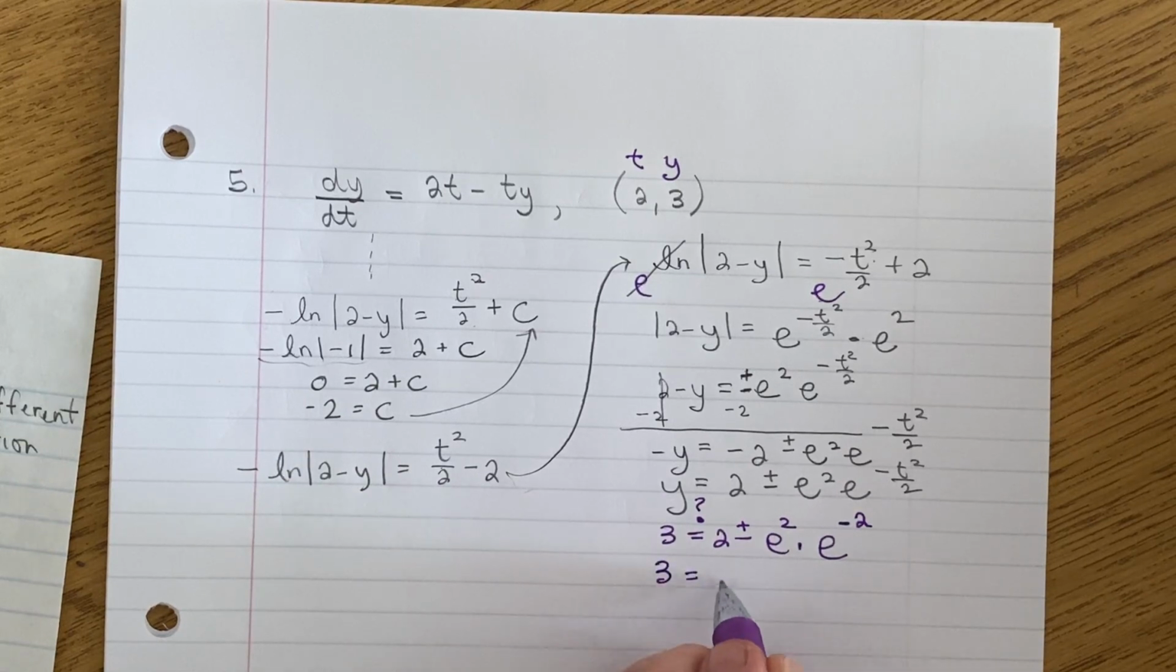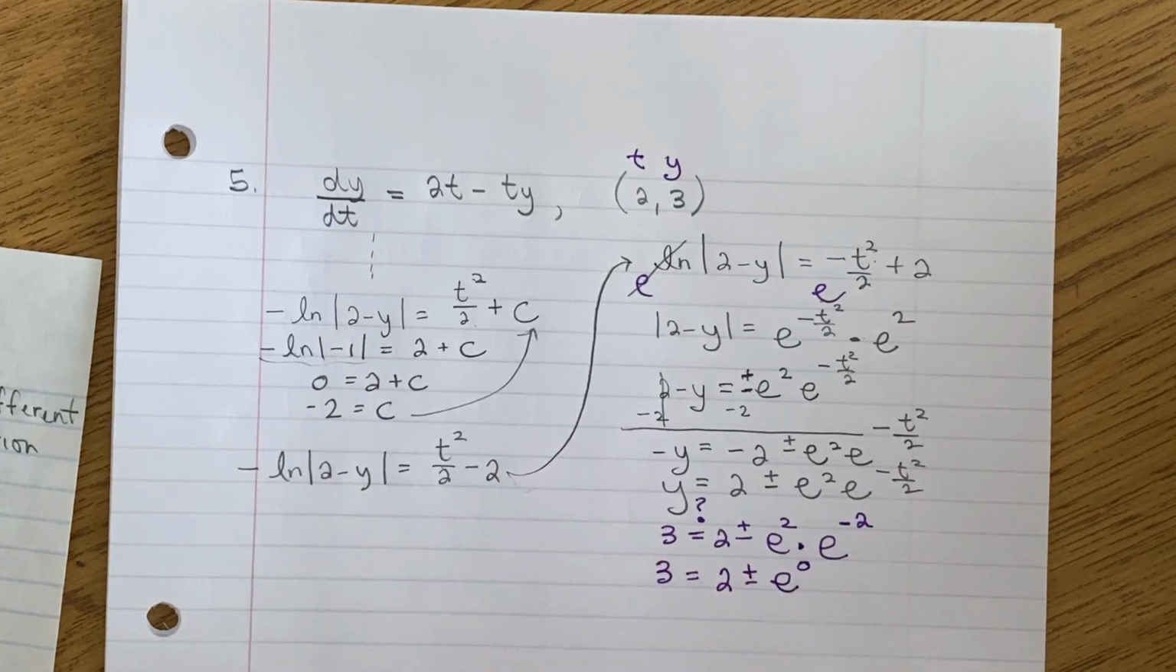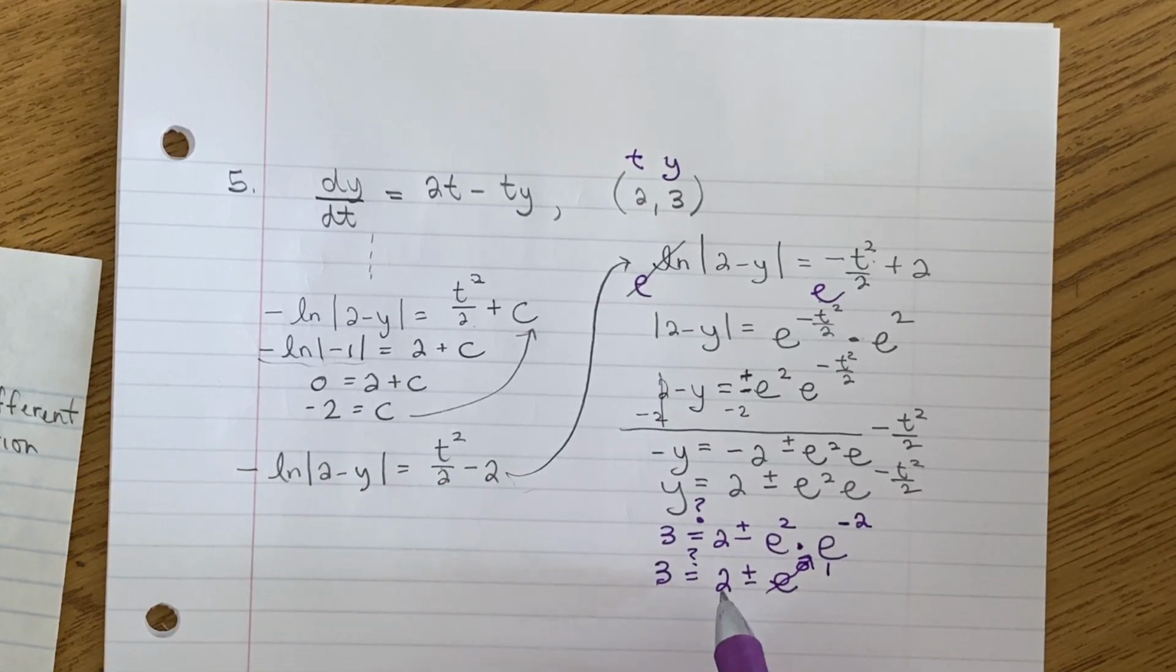So this is 3 equals 2 plus or minus, well, e squared times e to the -2 is e to the 0. E to the 0 is 1. And the only way I'm going to get 3 is if I take 2 and add it to 1. So now I know it's the positive branch, so final answer.